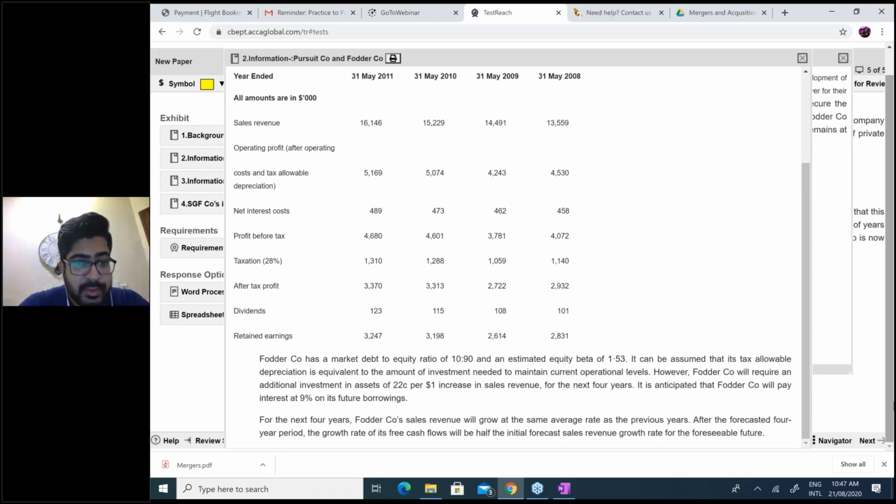The next information says Fodder has a market debt to equity ratio of 1090. Fodder's debt to equity ratio, the capital structure is 1090. 10% debt, 90% equity. What was Pursuit's the buyer one? 50-50, 50% debt, 50% equity. But Fodder has a debt to equity ratio of 10%, 90%, an estimated equity beta of 1.53. Okay, it can be assumed that its TAD is equivalent to the amount of investment needed to maintain current operational levels.